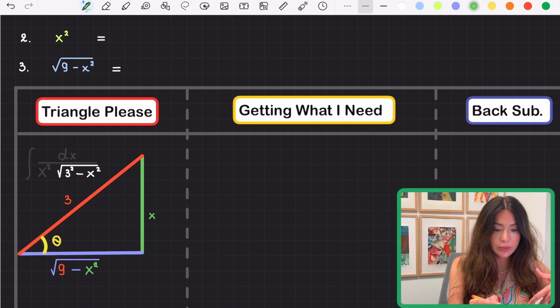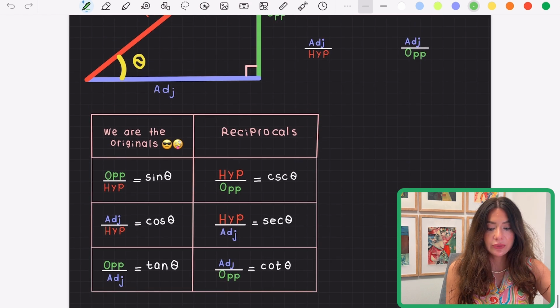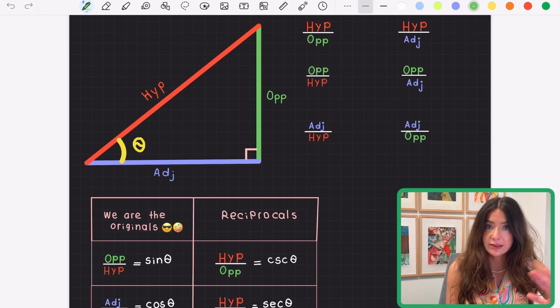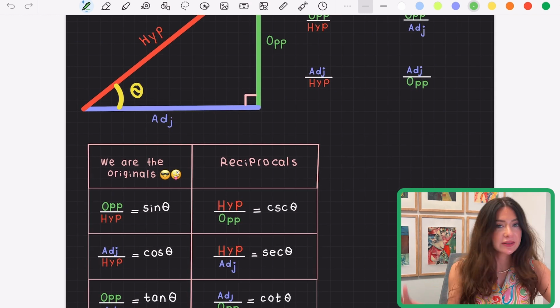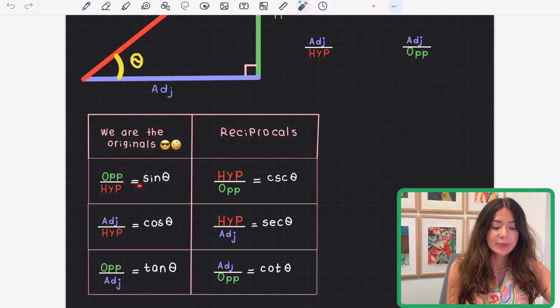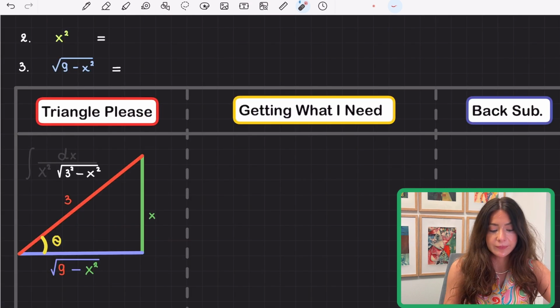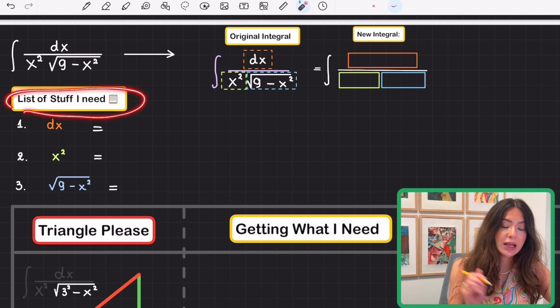Next step is to write down different ratios, and I can write down a maximum of 6 different ratios when we are dealing with 3 different sides of the triangle, right? If you have 3 options, there are 6 different ways to divide them. And trigonometric functions are nothing but different ratios of the sides. Now I'm going to choose the ratio that suits me. And how do I know what I need? Here is where the list of stuff I need comes in.